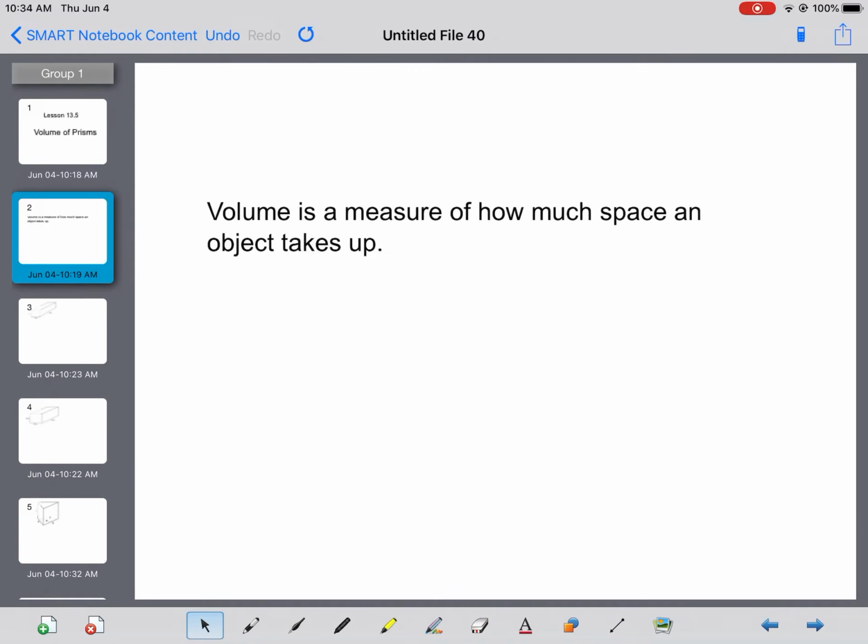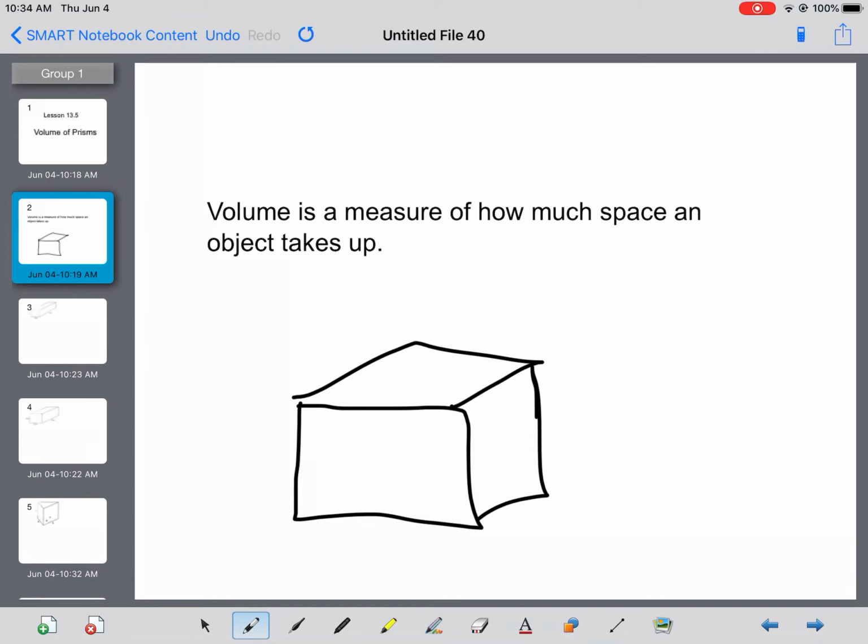So first we need to start with a definition of what volume is. Volume is a measure of how much space an object takes up. So if we had a fish tank, okay, here's our fish tank, we could find the volume of that fish tank by saying how much space it takes up.